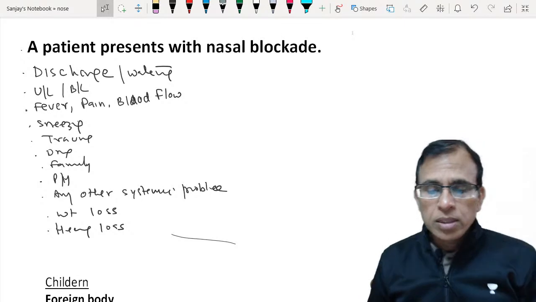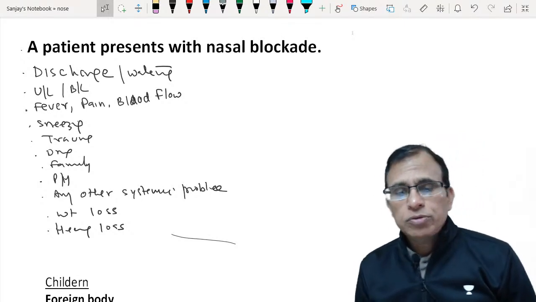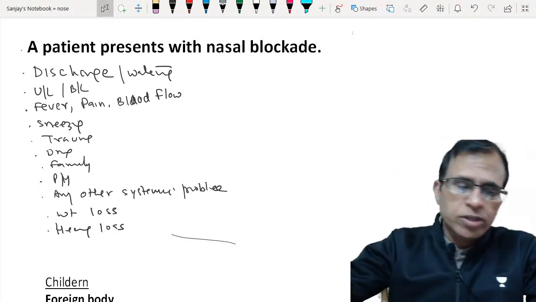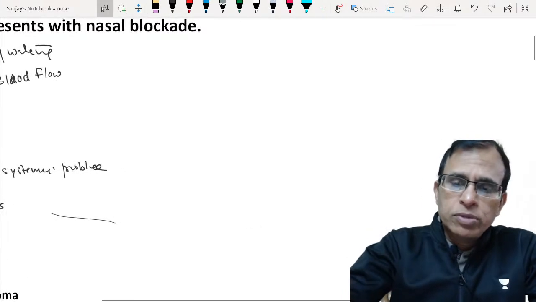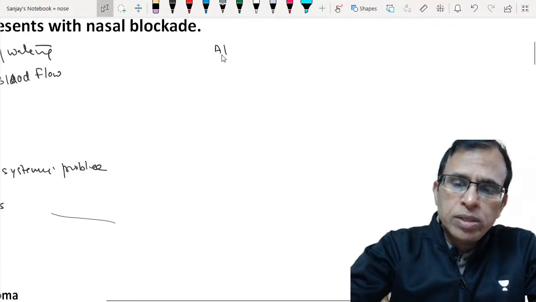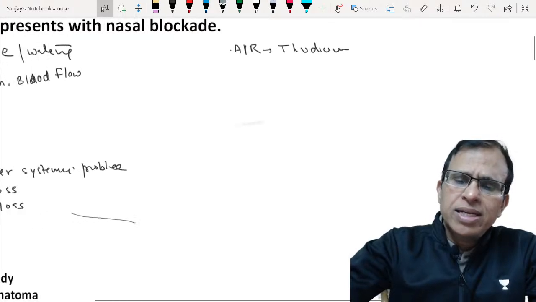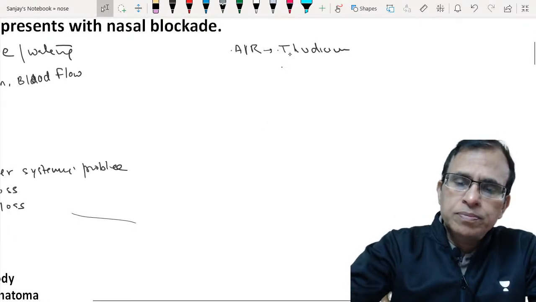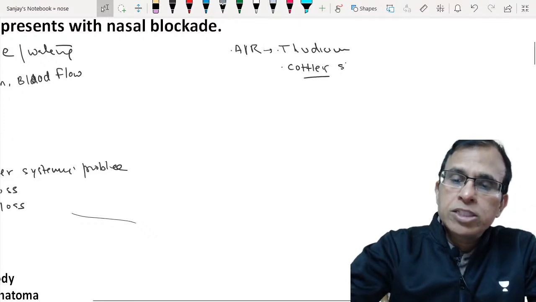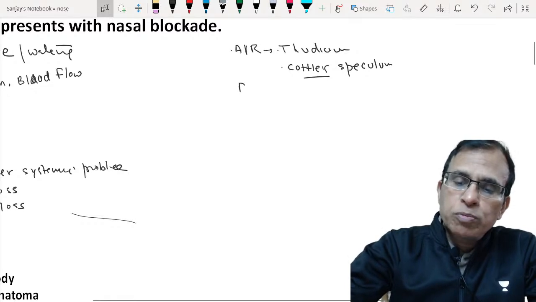And then the most important thing is you have to do the examination of the nose, which is anterior rhinoscopy. AR, we call it anterior rhinoscopy. For that, most commonly we use the Thudicum speculum, but there are others like Killian's, Cottle speculum. There's a Cottle's test also. You may have to do posterior rhinoscopy. You have to do endoscopy.